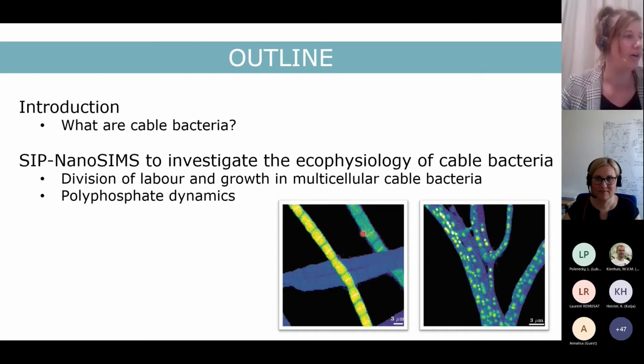So here you already see some of the nanoSIMS imaging. You can see that the cable bacteria are multicellular. You can see multiple cells. Here you see 5 filament segments, so 5 different filaments, and then segments of it. And here you see one of the images from the polyphosphate story. Again, you see many different filaments in one region of interest.